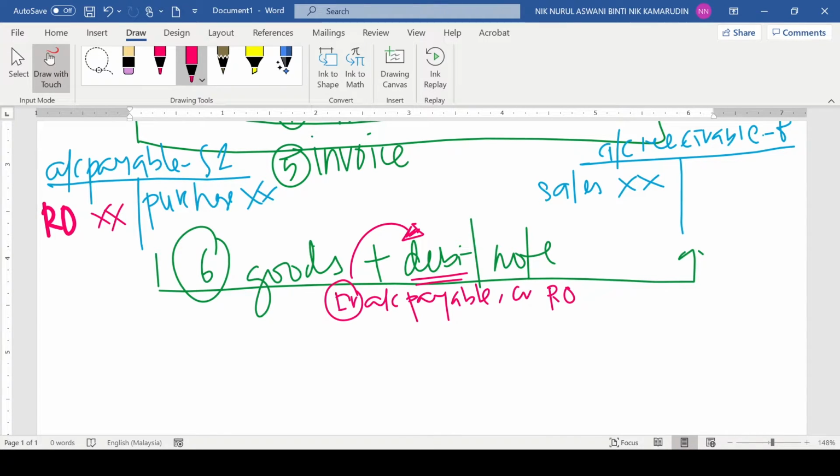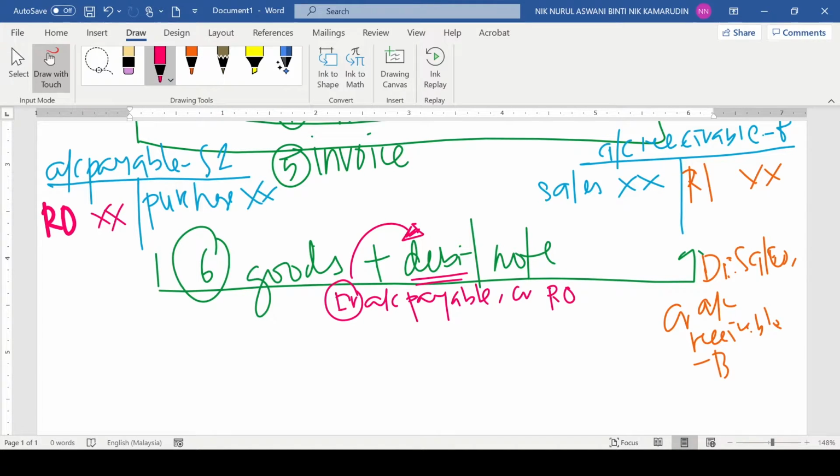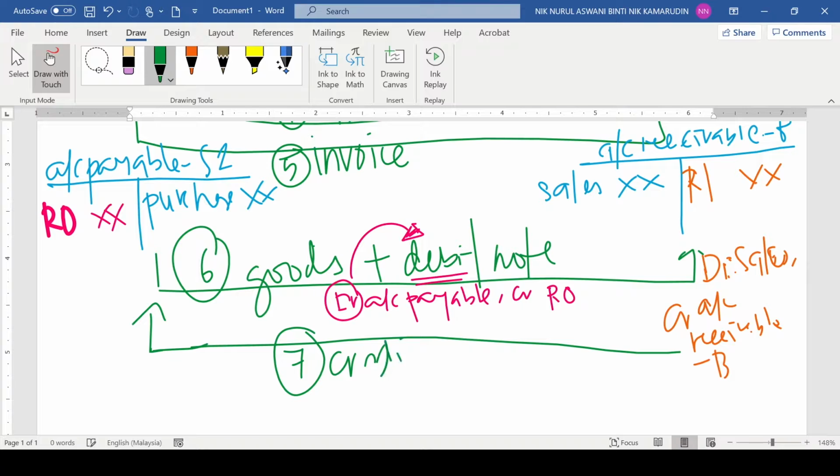Once the supplier receives the debit note from the business, they are going to record the goods return. On the supplier's part, they are going to debit the sales account and credit account receivable of B. They record it as return inward. Because they credit your account, they are going to send you a source document called a credit note. Why credit note? Because they credit your account.